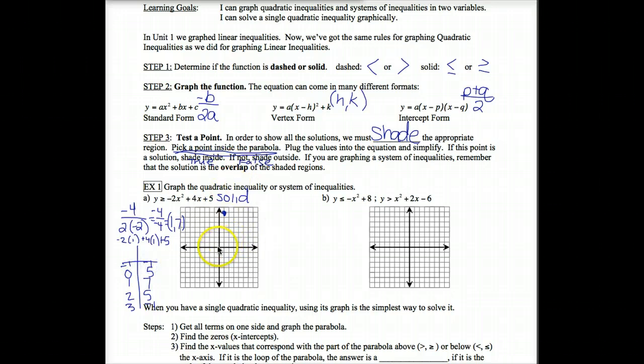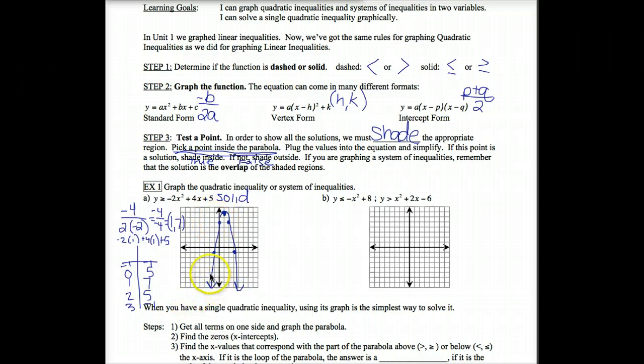So I'm going to plot all those points. (-1, -1) would be here, (0, 5), (2, 5), and (3, -1). Again, this is a solid parabola we decided, so when I connect it, I make it solid.